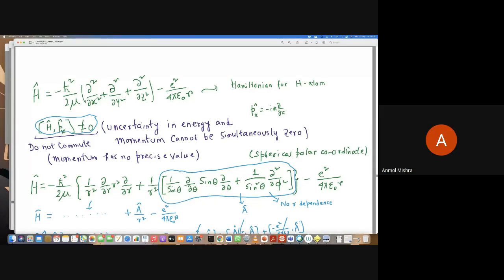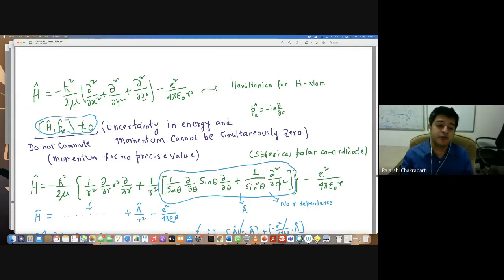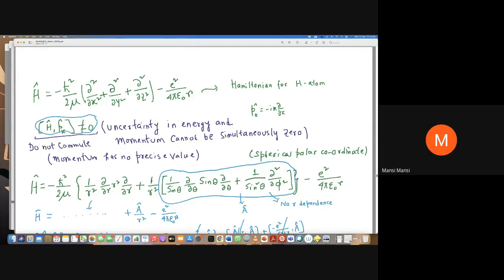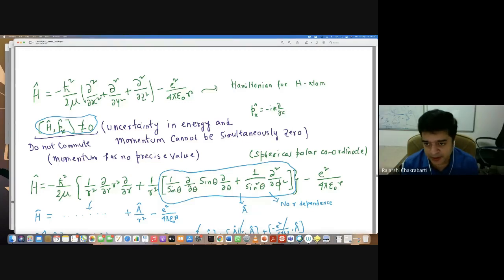Will they commute or not? It will commute. So basically, you will see that for a free particle, you will have a common eigenfunction for H and px, isn't it? So H and px. Now, what is that common eigenfunction?